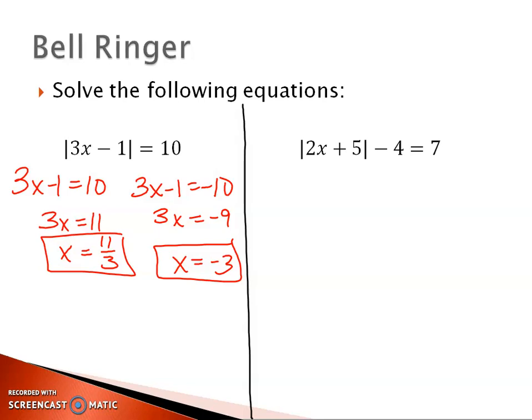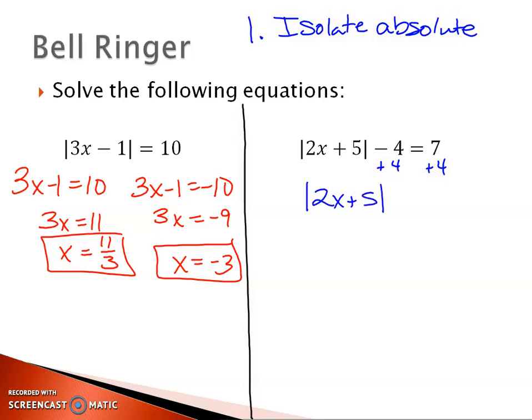Then the next one I have absolute value of 2x plus 5, minus 4, equals 7. Okay, this is one where, hey, can I say that 2x plus 5 has to equal 7? No, not yet, because we need to remember that the first thing we have to do is isolate the absolute value. And when I say isolate, I mean we have to get it by itself. Okay? So the first thing I need to do with this problem is add 4 to both sides, which gives me the absolute value of 2x plus 5 equals 11. Sorry, not 7. Equals 11.